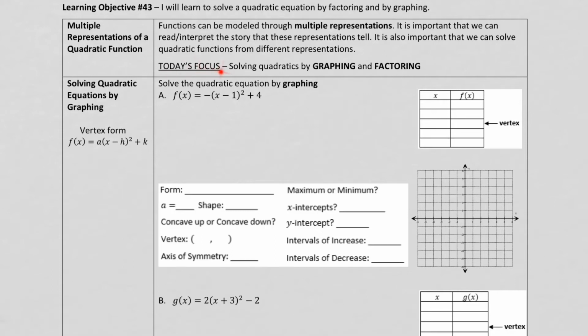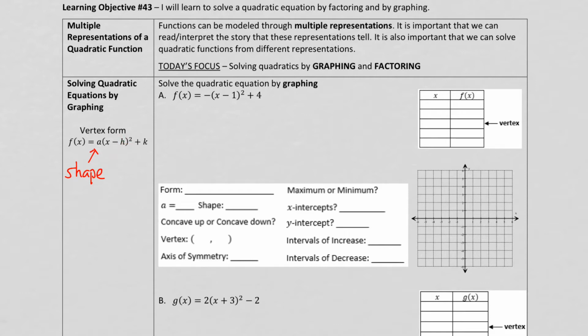Today's focus, we're going to be solving quadratics by graphing and also by factoring. To review, we're going to look at vertex form of the quadratic first. So vertex form looks this way. Remember, guys, that in this case, the a value here will give us our shape. So we know that when a is positive, it's going to be opening up like a U. And if a is negative, it's going to be opening down like a frowny face.